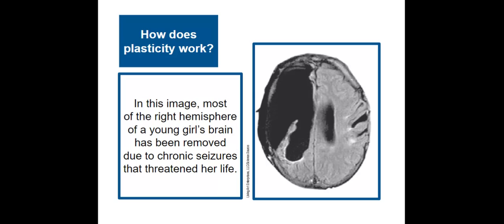Basically, what we see is plasticity is the body's ability to rewire or crosswire itself. This is an image of a young girl who has actually had a lot of her brain removed, much of the right hemisphere. You can see that big void right there. She had chronic seizures that were causing her to almost die. So neurosurgeons went in and removed a large chunk of her brain. The problem is that initially, when this part is removed, a lot of the function dies. A lot of the function is gone. The person's going to need to relearn how to do all of these things that were in this area that was removed. But here's the crazy thing.